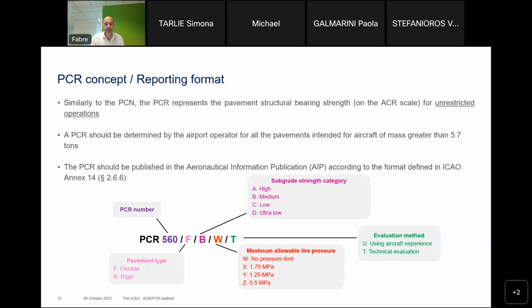And as I said earlier, the ACR-PCR should not be implemented just for the sake of ICAO or EASA compliance, but also to support a better airport pavement management and to, I would say, evolve from a curative to a more predictive approach.